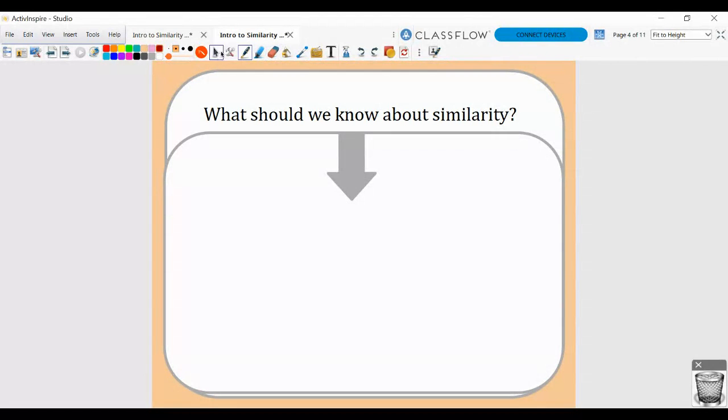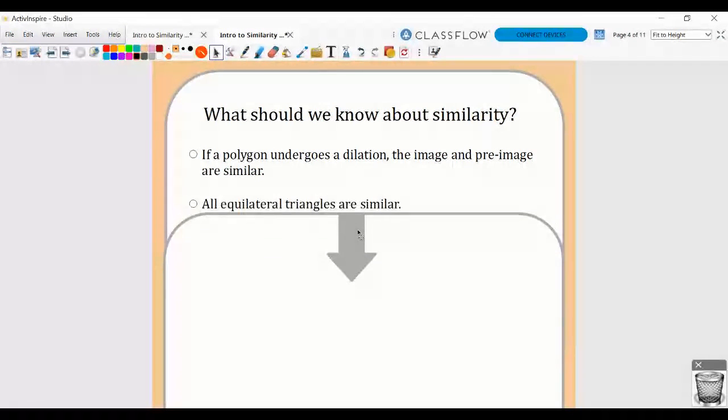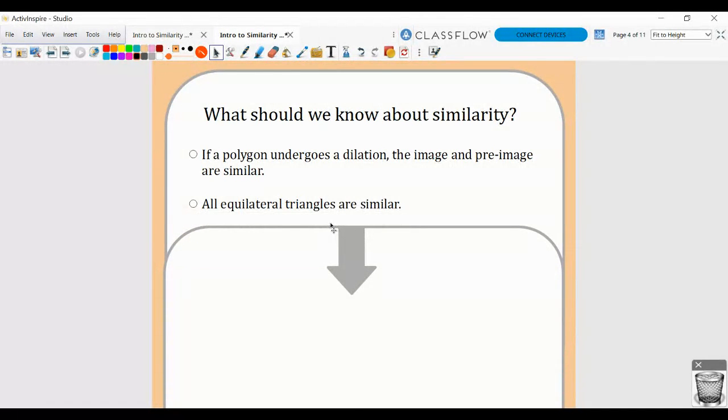So, what should we know about similarity? So if a polygon undergoes, so any closed figure undergoes a dilation, the image and the pre-image are what we call similar. This is a pretty neat fact. All equilateral triangles are similar. They're all dilations of each other. Well, what's an equilateral triangle? It means that all three angles are congruent, right? All three angles are 60 degrees. No matter how big or small, that fact is true.